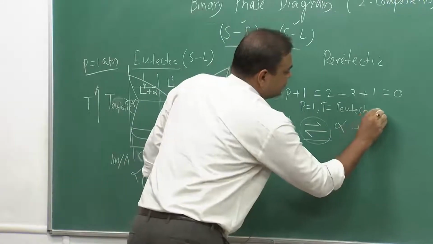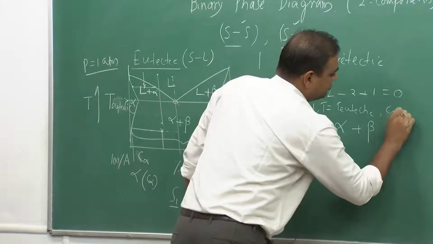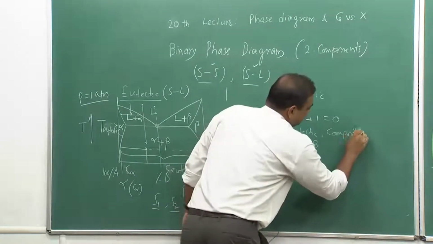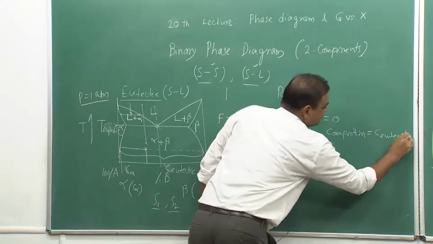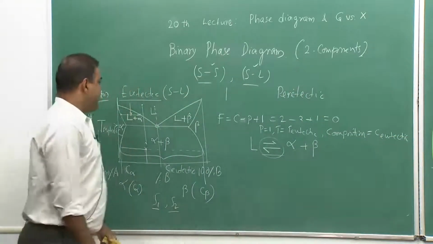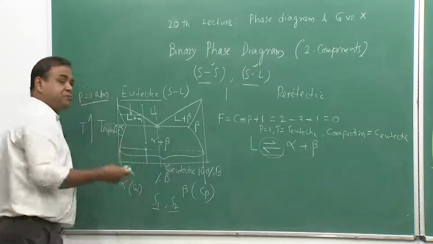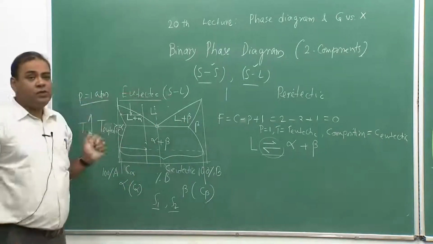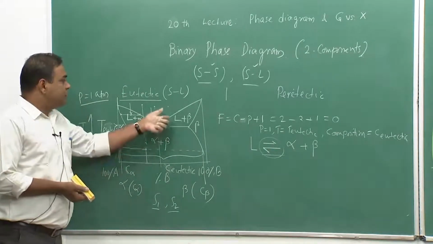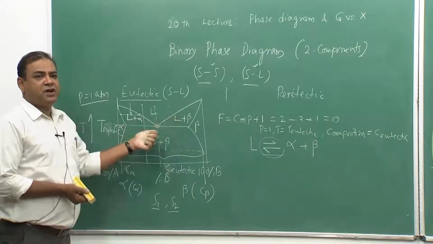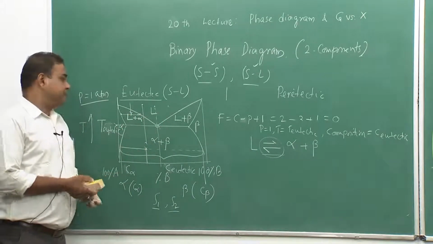and composition would be C eutectic. You can also find out at different regions what would be the degrees of freedom as per that rule. So, we will have assignments where you will be asked to find out degrees of freedom at different points of a eutectic phase diagram.